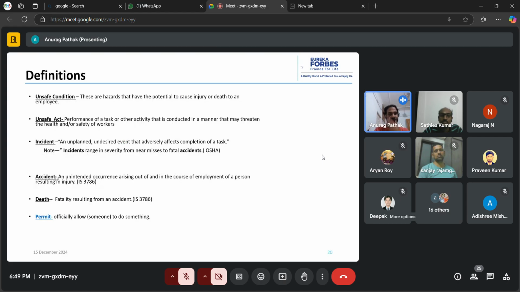So moving forward: unsafe conditions, unsafe act, incident, accident, death, permit. These are all definitions already written in the BIS code, IS code, and any of the standards that are present. You can search it out, and we can provide you the presentation after this. You have to go through this.